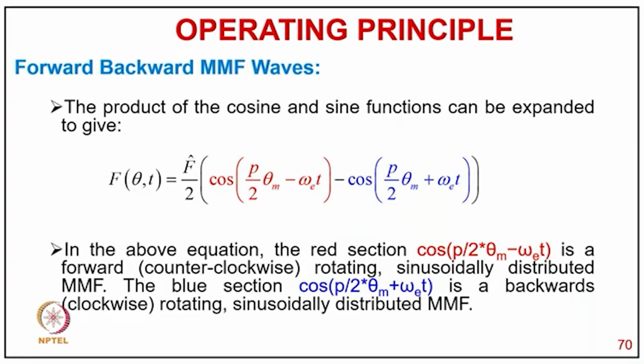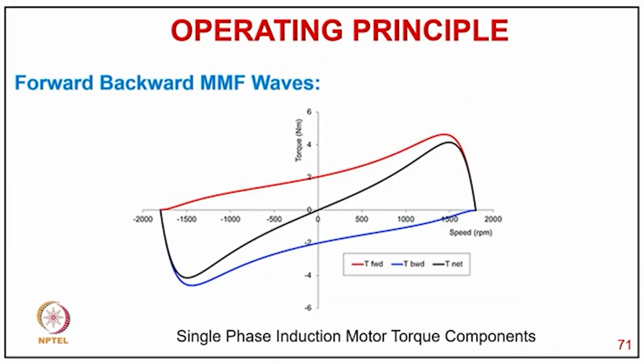The product of sine functions can be expressed in a manner that F(θ,t) will be F/2 [cos(P/2 θm − ωt) − cos(P/2 θm + ωt)]. So in the above equation, the red section, cos(P/2 θ − ωt), is a forward counterclockwise rotating field, sinusoidal distributed MMF, and the blue section, cos(P/2 θ + ωt), is a backward field rotating sinusoidal distributed MMF. So you can see the torque characteristic corresponding to that.